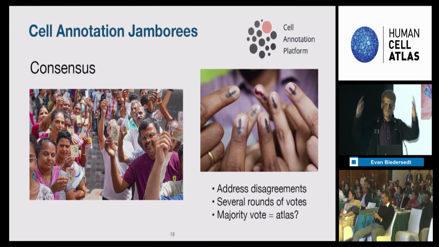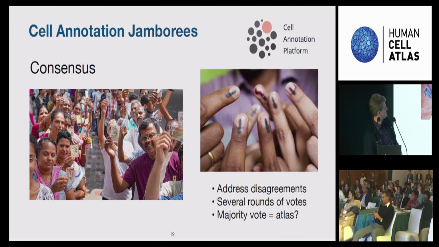This is me celebrating the world's largest democracy here. I think the one on the left was a local election in Karnataka, actually. But basically, there are some open questions about how we best organize these cell annotation jamborees. How do we work with agreements versus disagreements? Should we have several rounds of discussions, several rounds of voting? What does consensus really mean, even after you collect all this metadata and the molecular signatures?